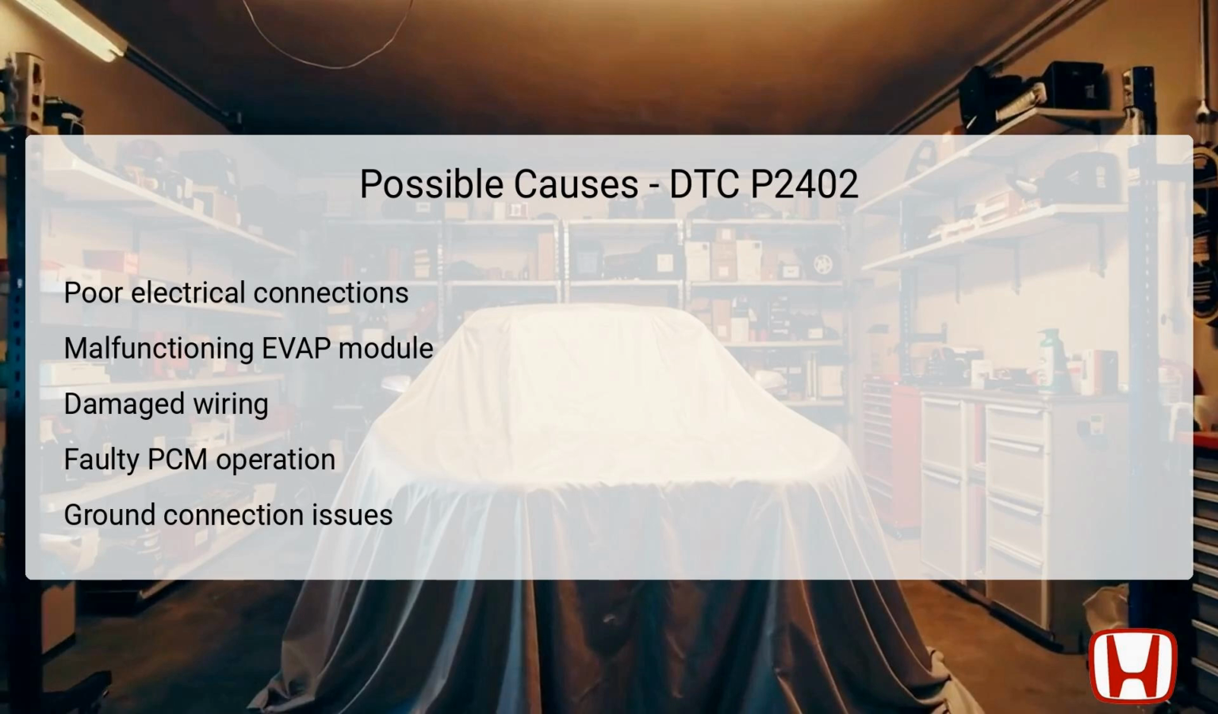A faulty powertrain control module, PCM, can misinterpret signals, contributing to this fault as well. Lastly, ground connection issues between components may result in voltage misreadings, highlighting the need for thorough inspections of grounding and wiring integrity in the system.